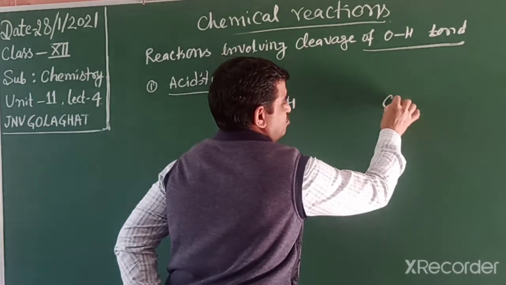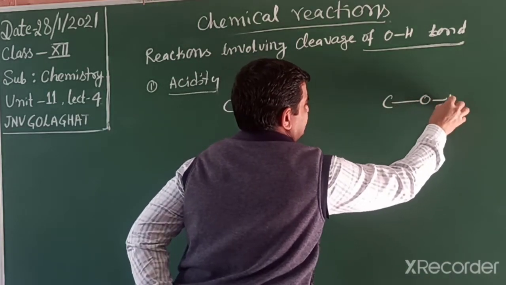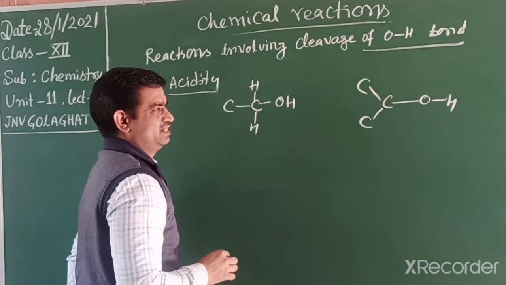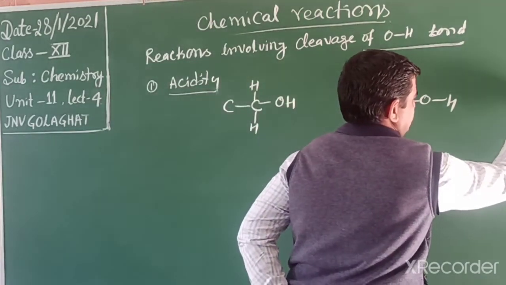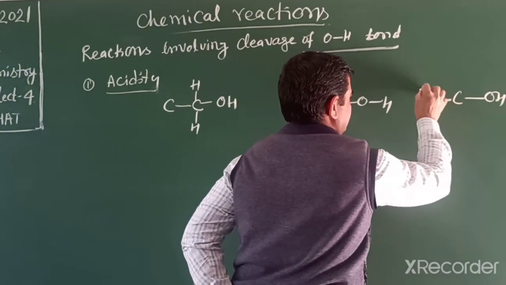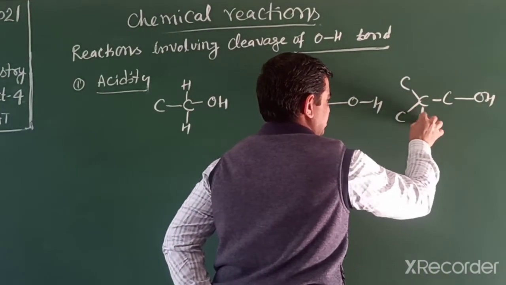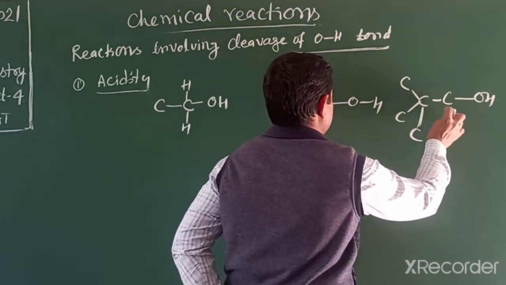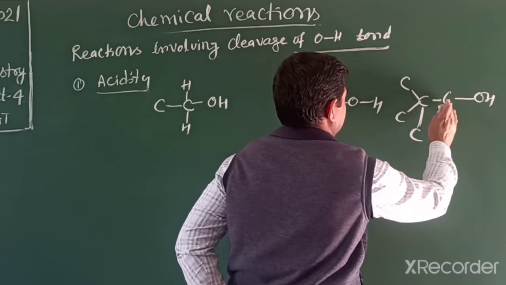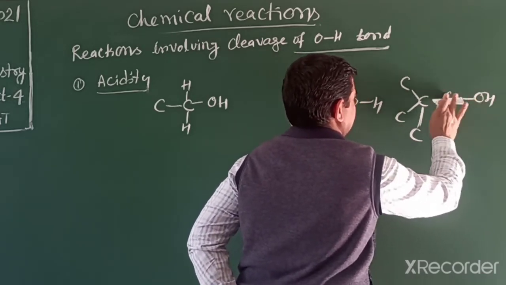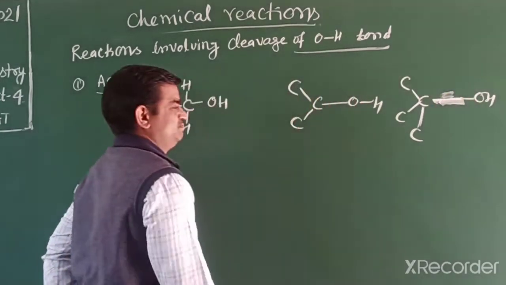Secondary means OH is attached to a carbon that is further attached to two other carbons. And tertiary means when OH is attached, that carbon is attached to 3 other carbons. So OH is directly attached to that carbon, which is further attached to 3 carbons.